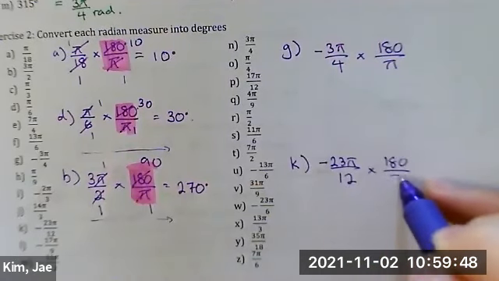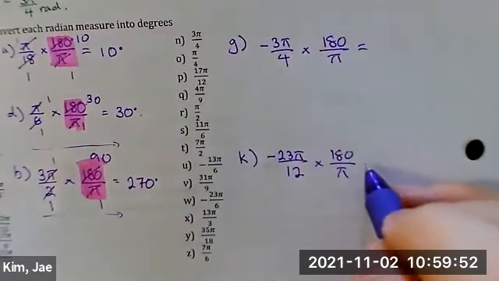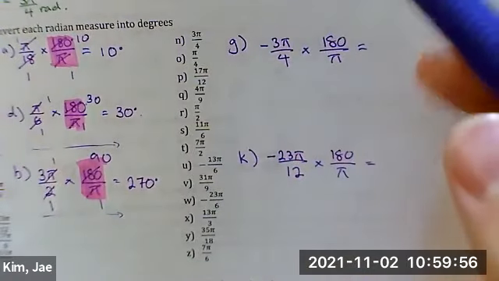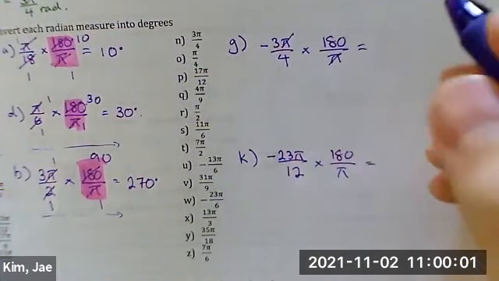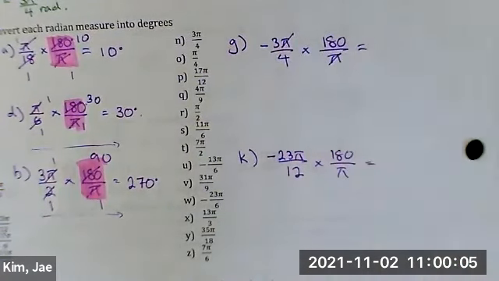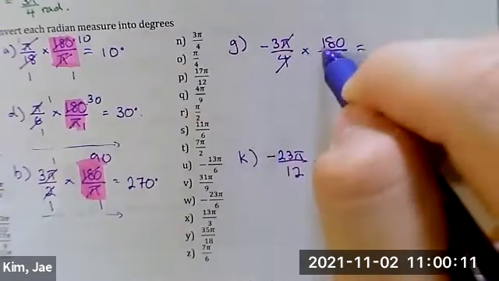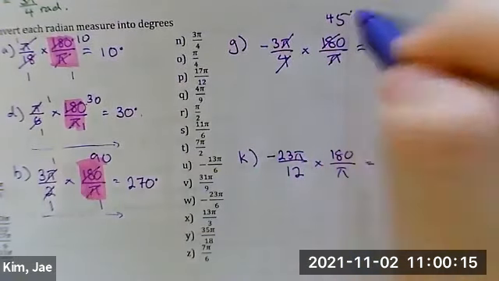Have fun. All right. So, same thing, conversion factor. And now I'm pretty sure you're getting the hang of it. It's just pi and pi disappears, and you just have to simplify the numbers. 180 and 4, a denominator of 4, you'll probably see relatively often, frequently. So get used to it. Divide that by 4, you get 45 degrees.